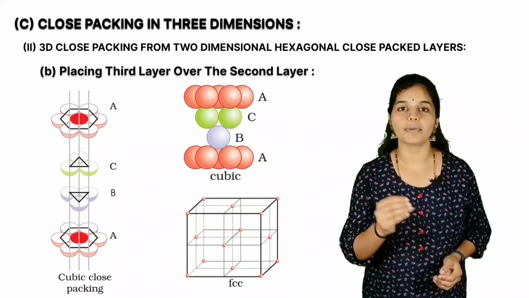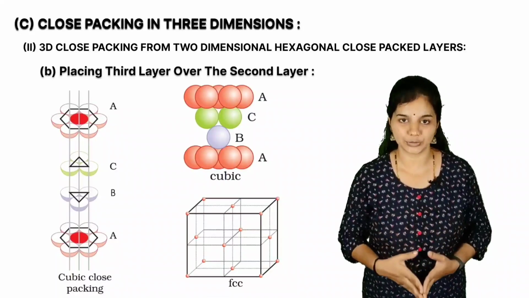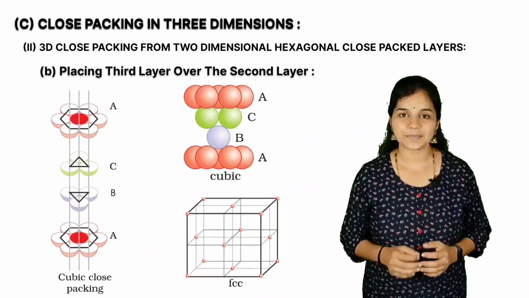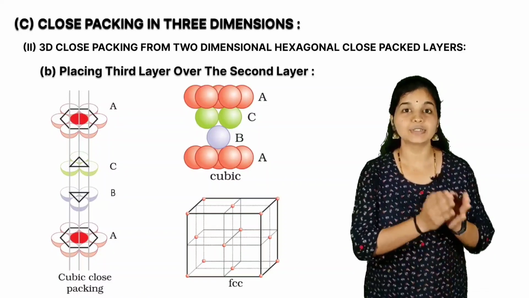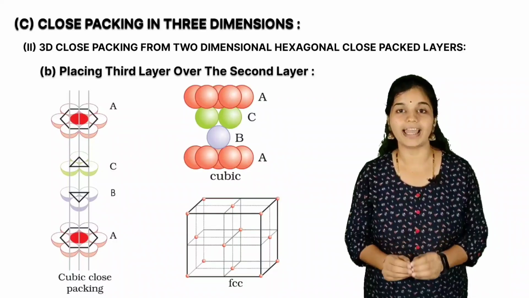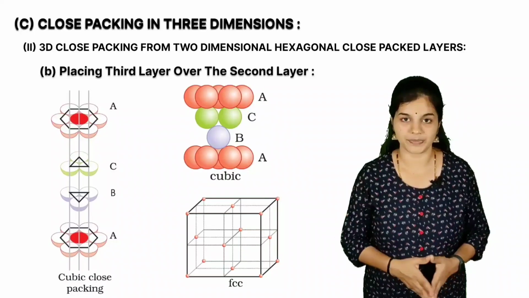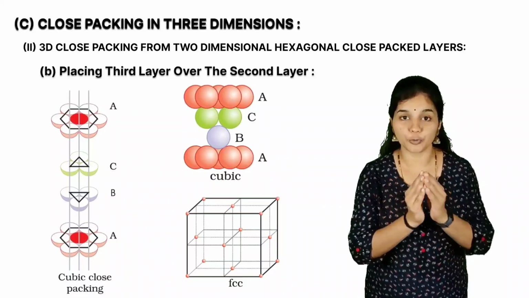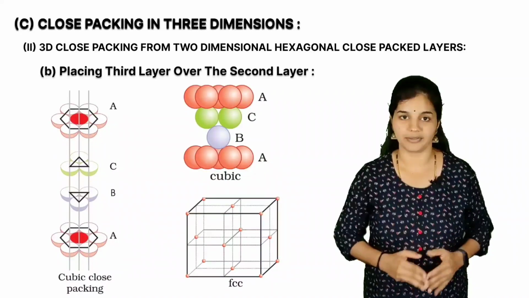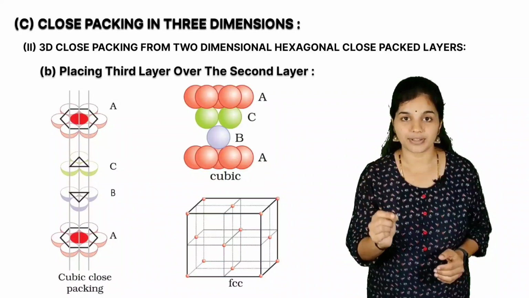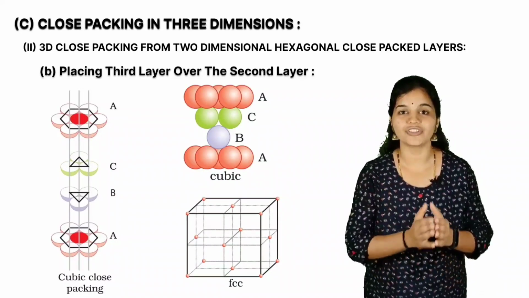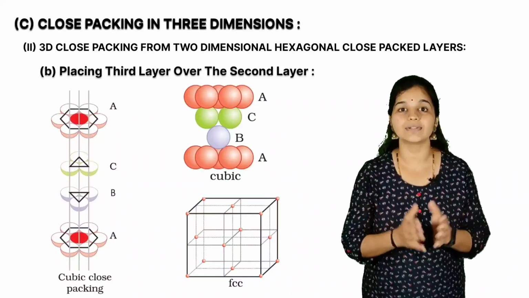Metals such as copper and silver crystallize into CCP or FCC structure. Both these types of close packing, that is the hexagonal close packed structure and the cubic close packed structure, are highly efficient, and 74% of the total space in the crystal is filled. Here, each sphere is in contact with 12 spheres. So, the coordination number is 12 in either of the two structures.